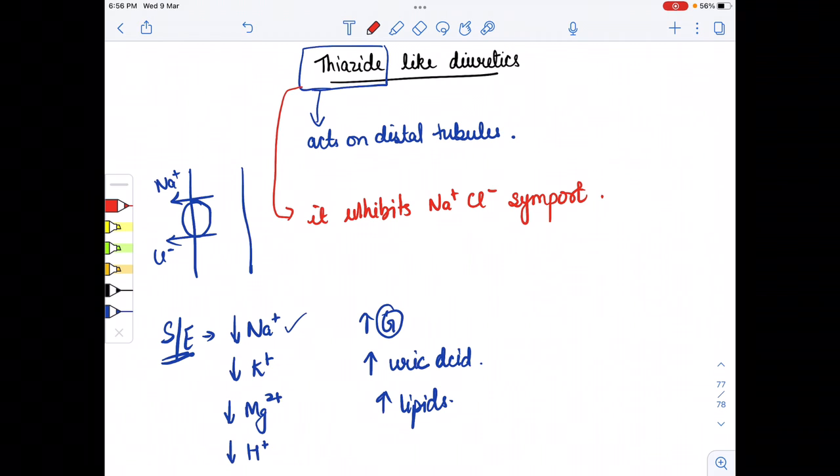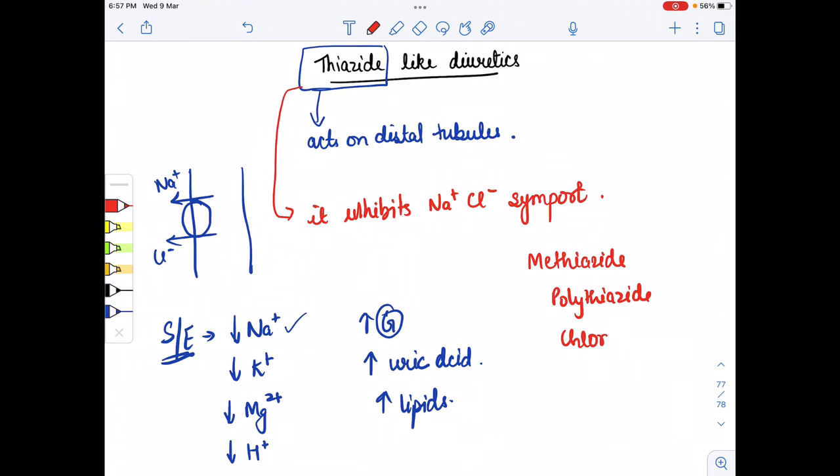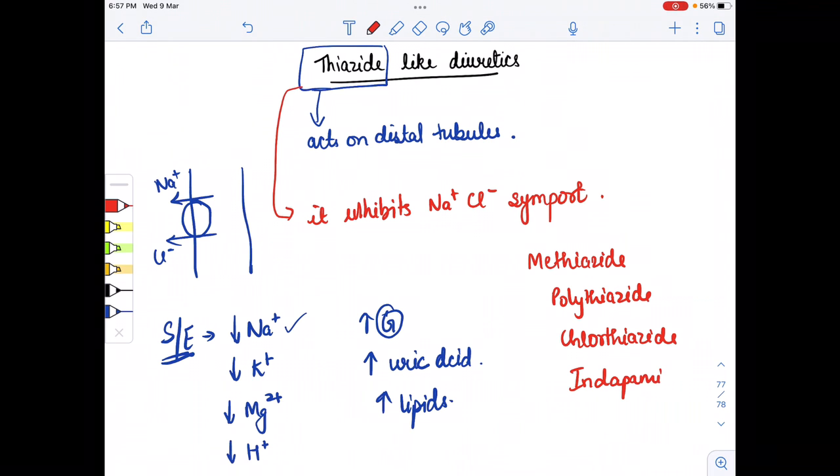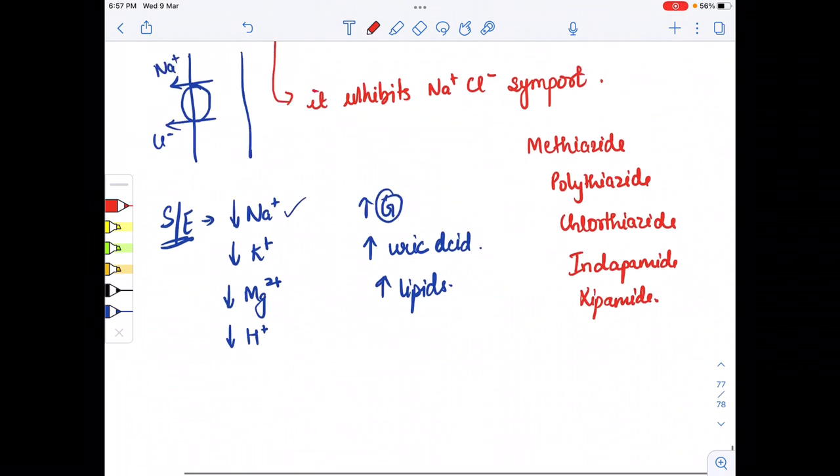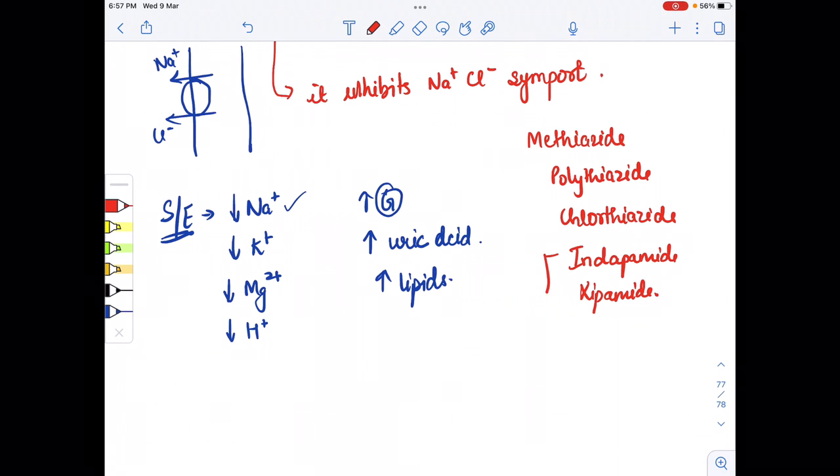Now what were the thiazide drugs? The drugs have the ending thiazide. These were methiazide, polythiazide, chlorothiazide, indapamide, and xipamide. These were the thiazide-like diuretics, and indapamide and xipamide are thiazide-like diuretics.